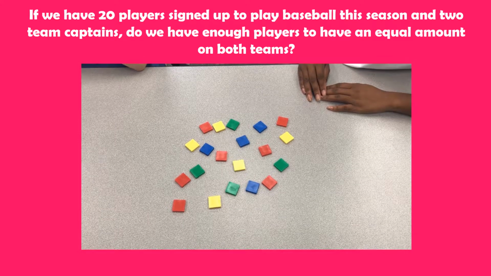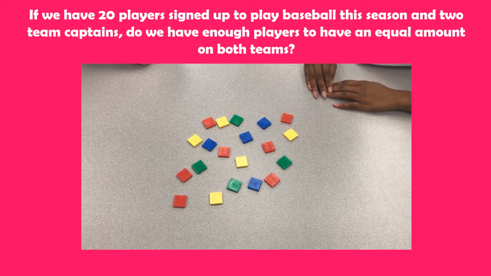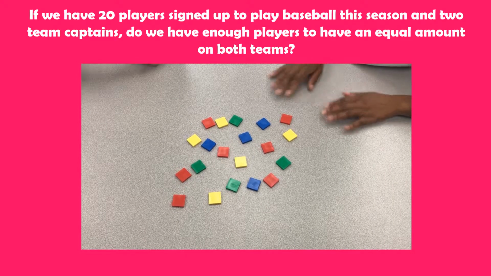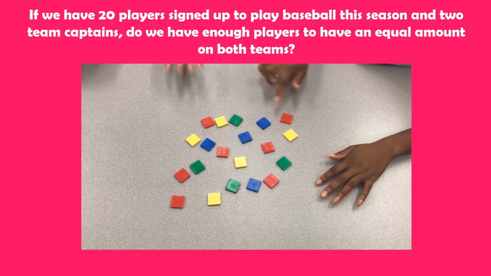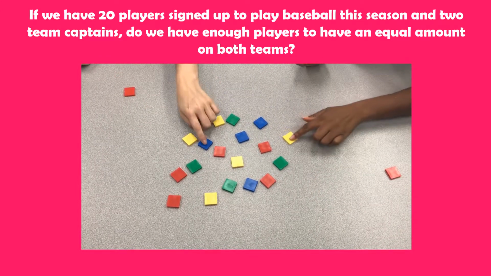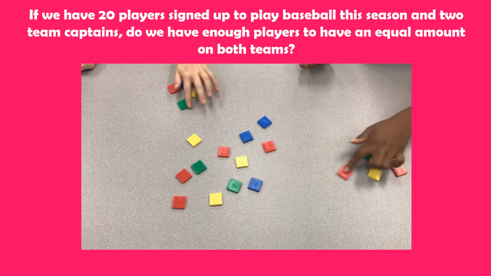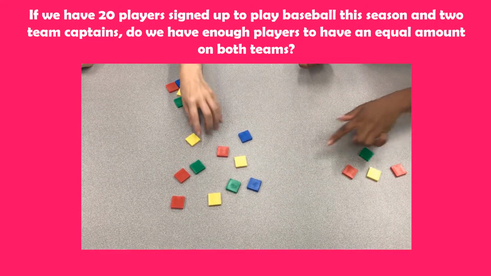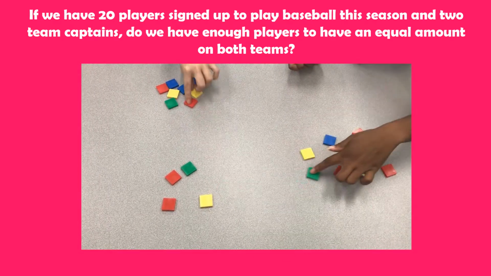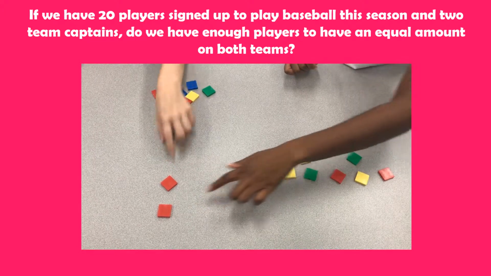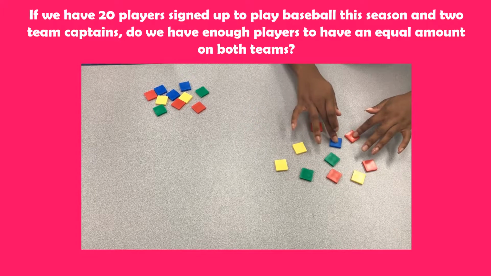There are 20 players trying out for baseball this season. There are 2 team captains, and we each want the same number of players. Do you think that we can have the same amount of players on both teams? Let's try. 1, 2, 3, 4, 5, 6, 7, 8, 9, 10. 10. Wow, we did it. We both have the same number of players.